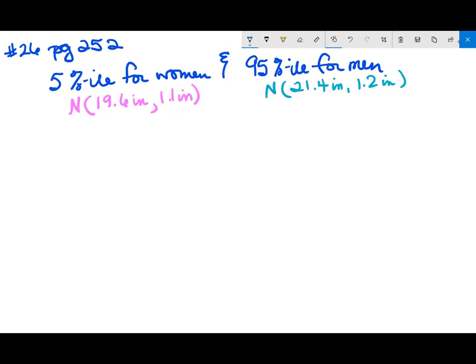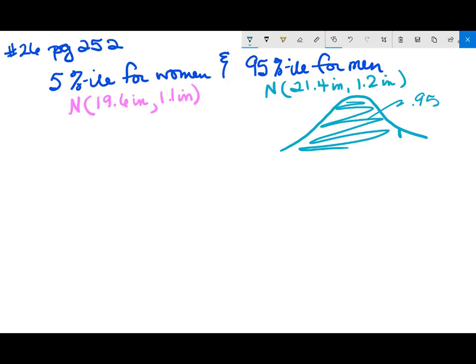So let's go back and let's do the men first. So the 95th percentile is going to be somewhere up here, and we're looking for an area of 95% below whatever score that is. Okay, so let's find it, and if you were using the table, you would look in the body for the number closest to 0.95, and then you go out to the edges to find your z-score.